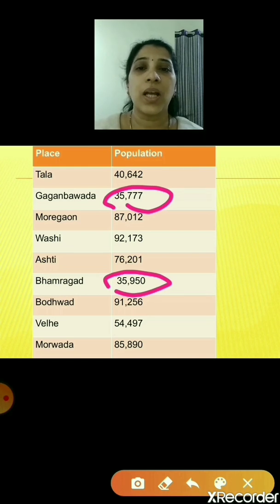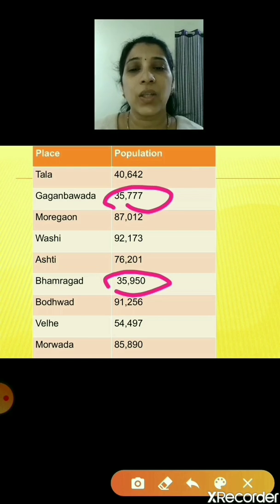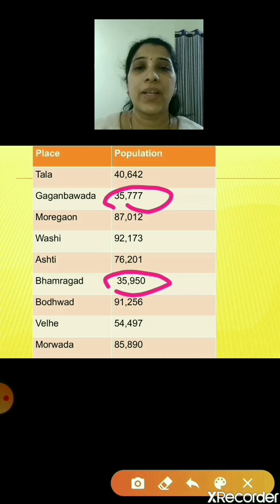So let us go to the thousands place. Now in the thousands place there is 5 and here also in Bambragad that is 5. So again you cannot decide which is the greatest number. Let's go to the hundreds place. Now in the hundreds place 7 is there, whereas in Bambragad hundreds place 9 is there. So 9 is the greatest over here and 7 is the smallest over here. So you got the number, that is the population which is the smallest one. So Gagan Bauda is having 35,777 as the smallest population.